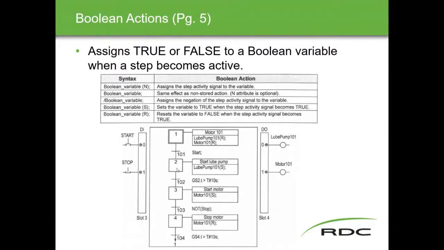The loop pump gets started. A timer runs for 10 seconds. After that 10 seconds expires, then we move on to the next step, and then we can perform the next step. We get down over here, we have motor 101R, so this is another Boolean variable, it's either on or off. This resets the variable to false when the step activity signal becomes true. So if the stop button becomes pressed, then it'll execute this step, which will reset the motor. And after 10 seconds, the motor will turn off. We'll get into that as you work your way through some of these programs.